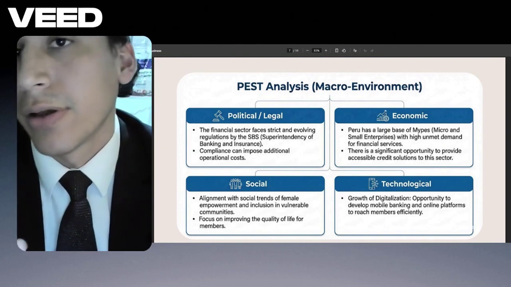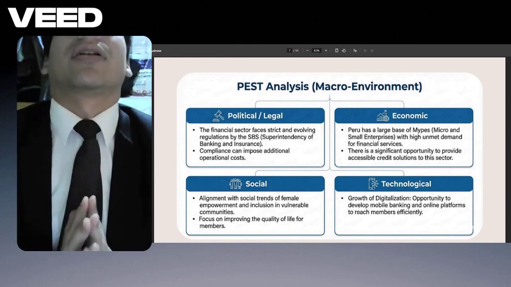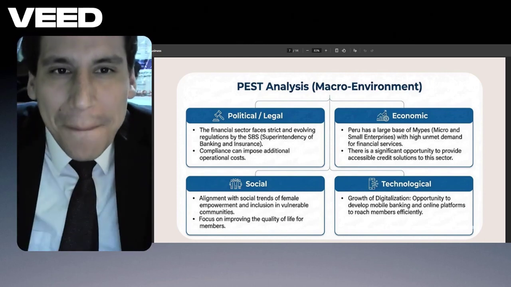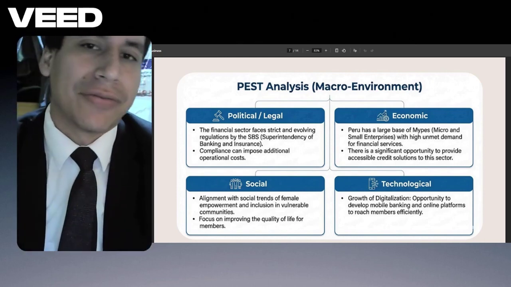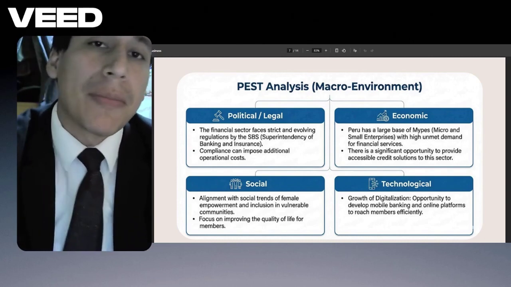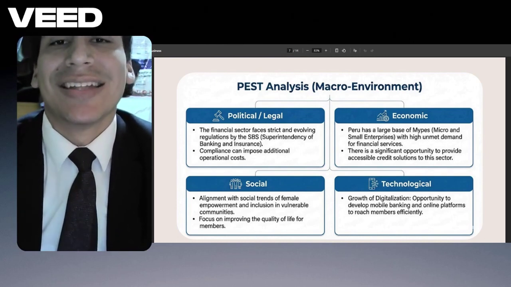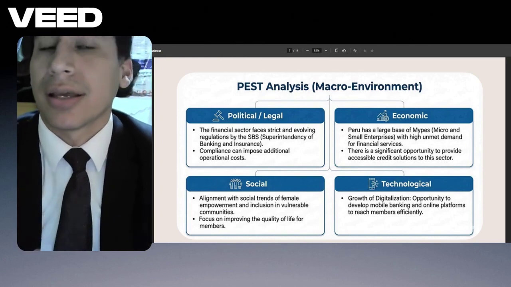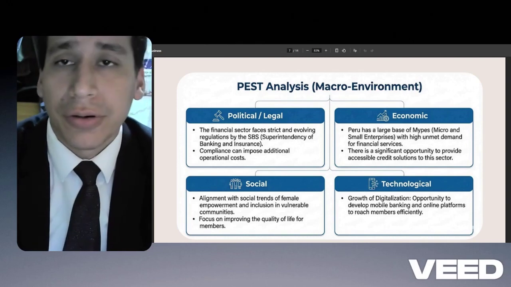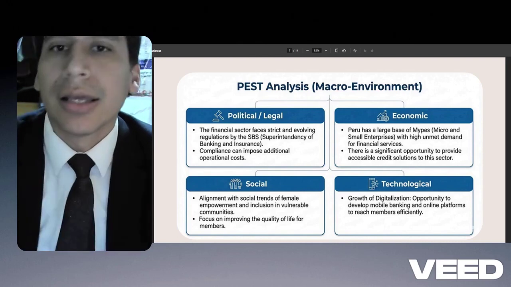They are a key part of Peru's economy and serve to create Korea's biggest economic opportunity. Socially, the company aligns perfectly with the trend of family empowerment. They don't just give loans; they help improve the quality of life of their members. And finally, technologically, digital tools are the future. Corey needs to use technology to become faster, more efficient, and more accessible. Corey implements other applications, for example, Corita is an application from Corey.